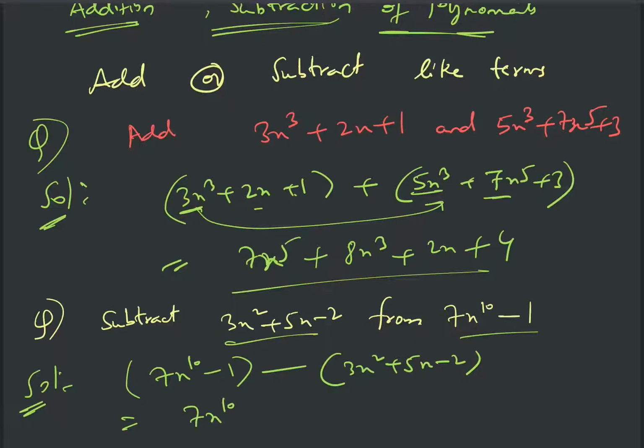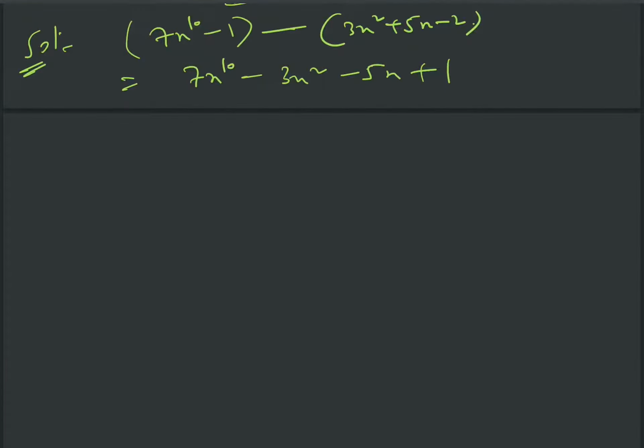So this is 7x power 10, and you can write minus 3x square minus 5x and plus 2 minus 1, that will be 1. The only like terms are constants, that is minus 2 and minus 1. So it will become minus into minus plus 2 and minus 1, you will get plus 1, minus 3x square and minus 5x. So I think you know very well how to add and subtract polynomials.